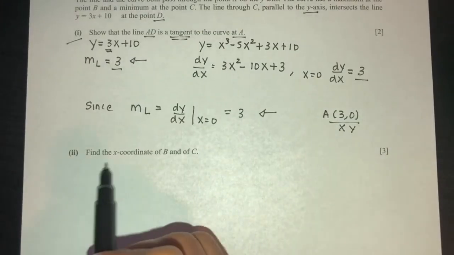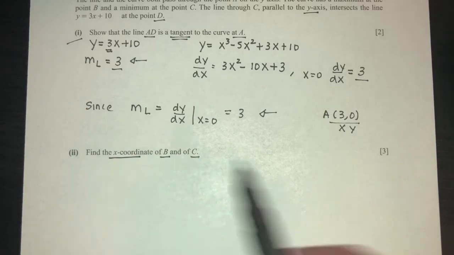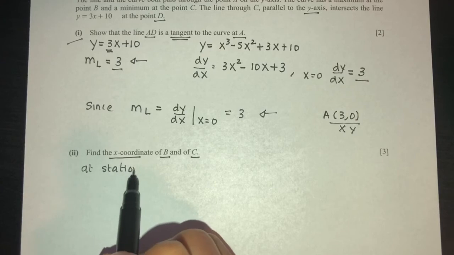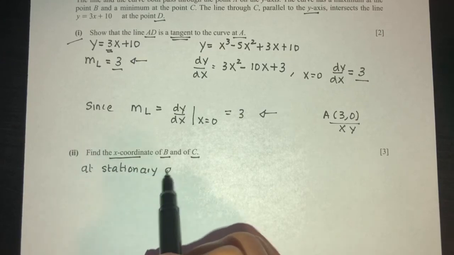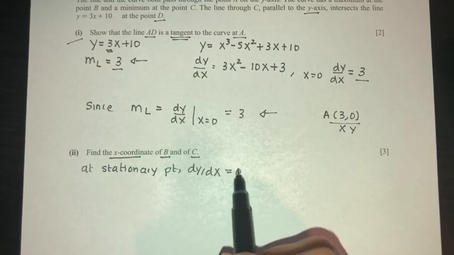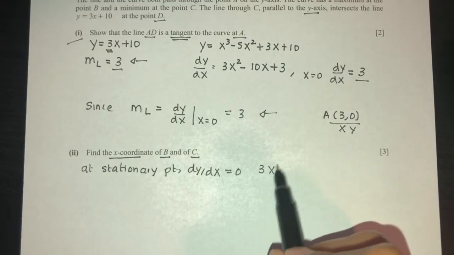Now for part 2, find the x coordinates of B and C. So as you know, at a stationary point, we have dy by dx is equal to 0. So dy by dx is this value.